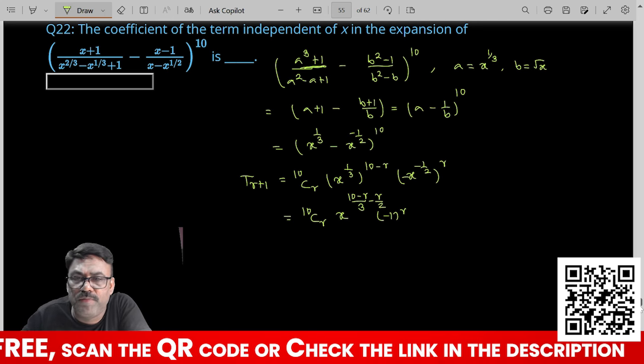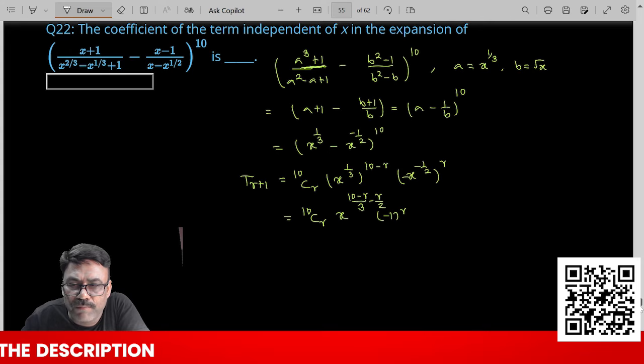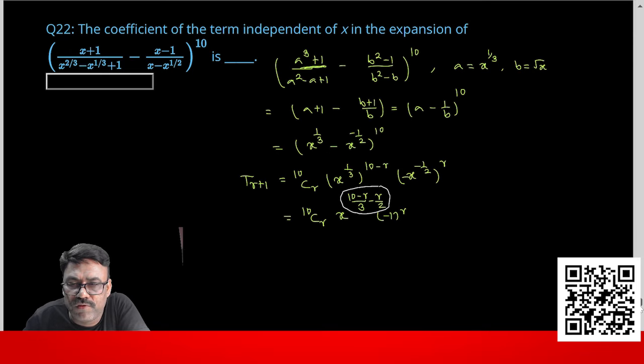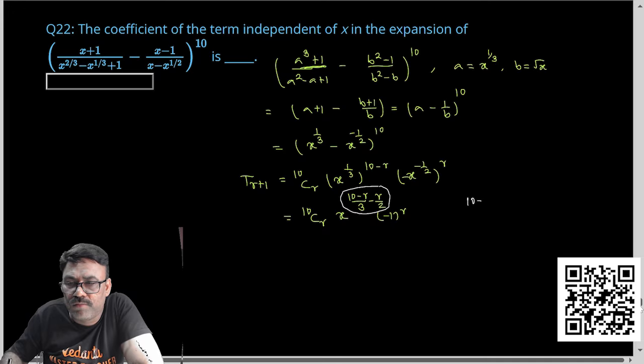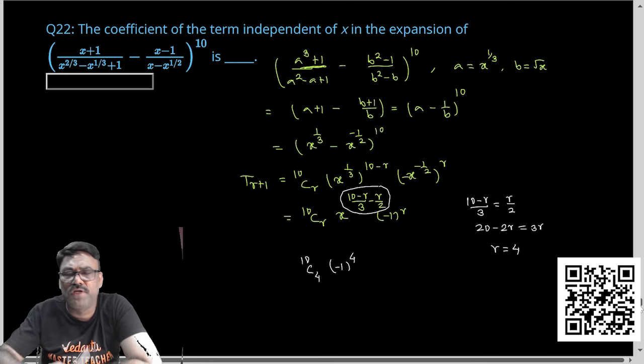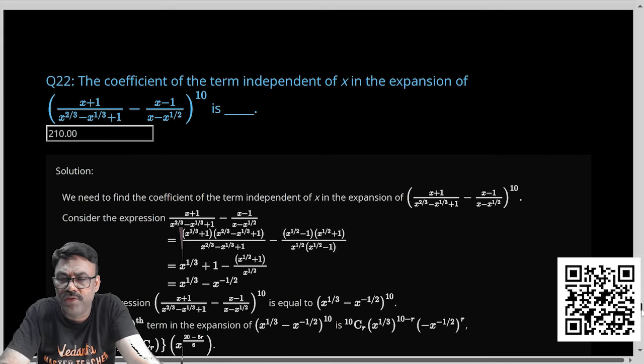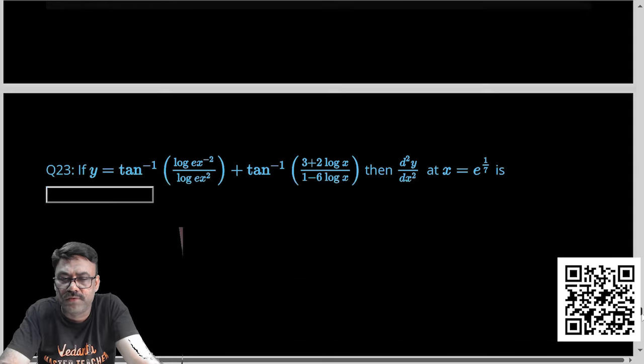Now obviously for the term independent of x, this power of x should become 0. This quantity should become 0. So 10 minus r by 3 should be equal to r by 2. This gives you 20 minus 2r is equal to 3r. So basically r comes out to be 4. So hence the term independent of x, just put r is equal to 4 here. The term independent of x is 10C4 minus 1 raised to 4. Just calculate 10C4, and that will be your answer. 10C4 is nothing but 210. So 210 is the correct answer here.